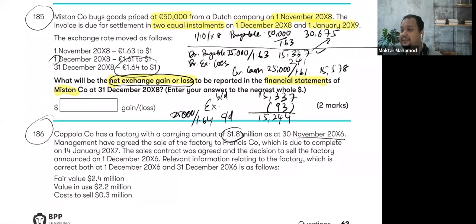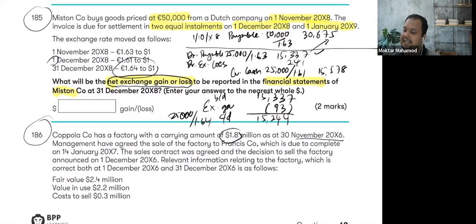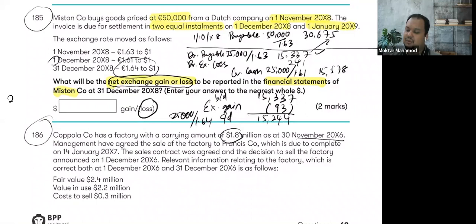This is an account payable. When the payable reduces, there will be an exchange gain. So supposedly the net result is the loss of 241 earlier, minus the 93 gain. This one is a loss, this one a gain. The loss is higher than the gain, so 148 loss.